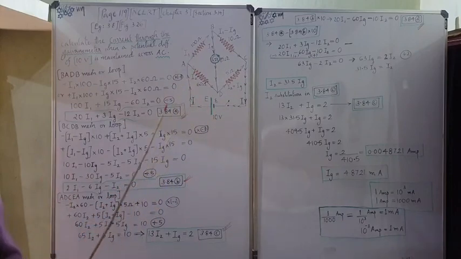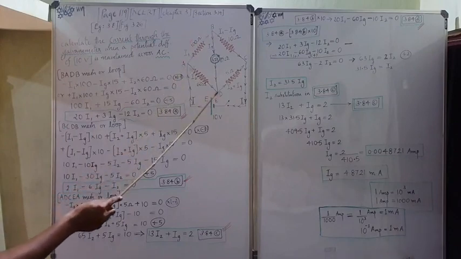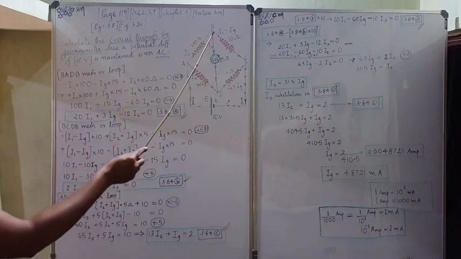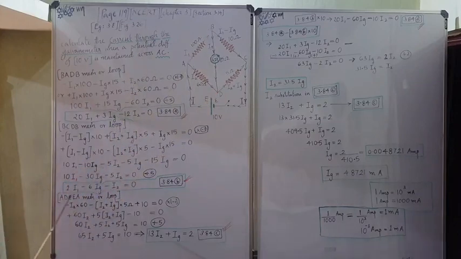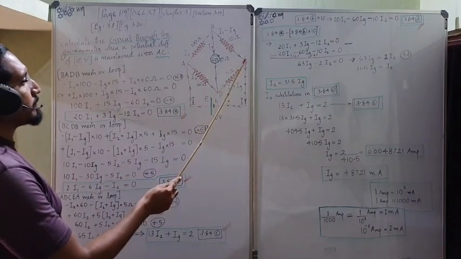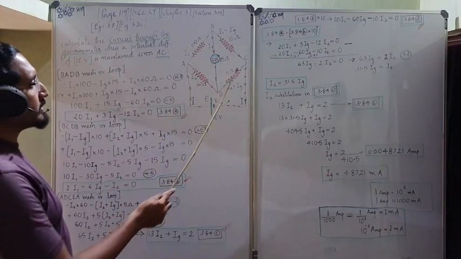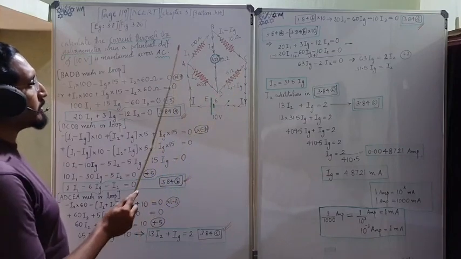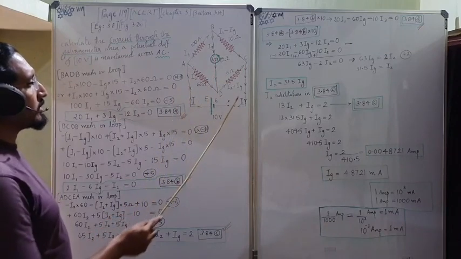Then, going to the second law, we want to take every mesh now. Here I will discuss the mesh BADB, then the BCDB mesh, and again the ADCEA mesh. The left triangle, the right triangle, and this whole thing.